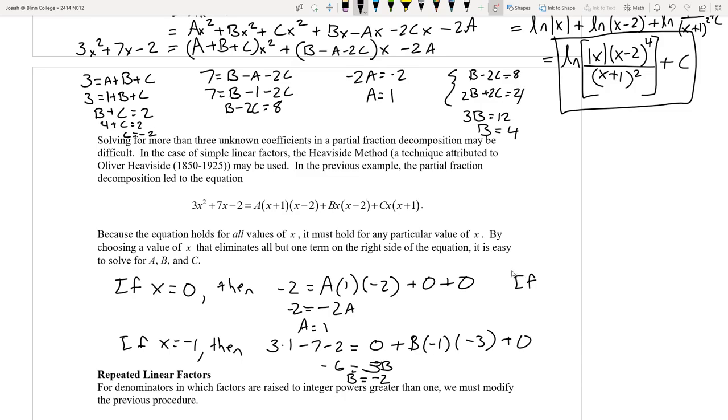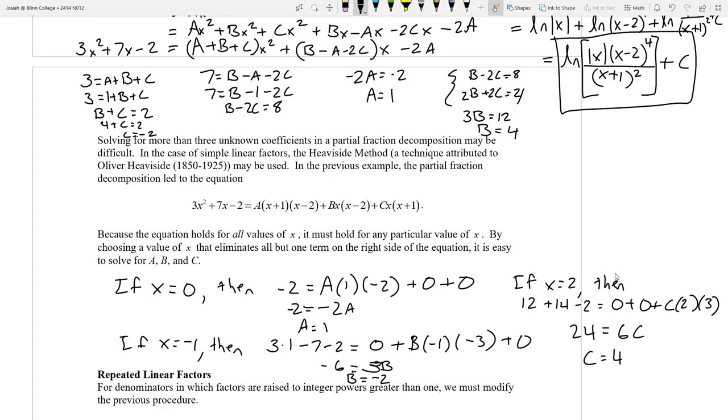And lastly, the only factor that the c term is missing is this x minus 2. So if we plug in x equals 2, it'll eliminate both of those. So we've got 3 times 4 on the left side, that's 12, plus 14 minus 2 equals 0 plus 0 plus c times 2 times 3. So 12 plus 14 minus 2, that's 12 plus 12 is 24, equals 6c. Divide both sides by 6, c is going to be 4.